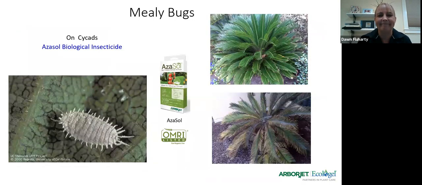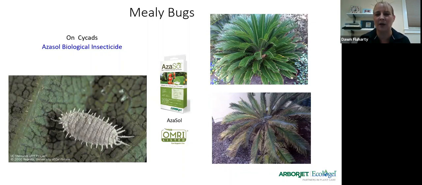All right, mealy bugs. These guys, unfortunately, can take down a sago, especially pretty quick. You kind of notice there's a little white stuff going on. You don't really notice, and the next thing you know, you look at it and it's browning out and dying. You're like, yikes, what happened? It's usually these little mealy bug guys. So azosol works great. These guys are usually way too small for trunk injection.